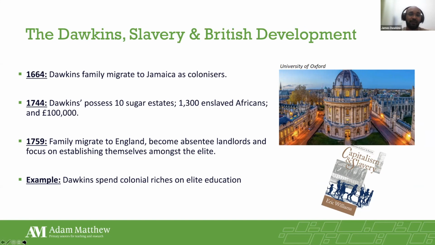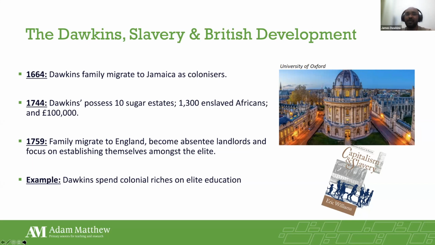Now, this setup of the Dawkinses in England and their estates in Jamaica remained so until the legal termination of slavery in 1833. So that's to say that the Dawkins family became what's known as absentee slave owners, and they lived the rest of their lives in England, feeding off of the profits produced by my enslaved ancestors.